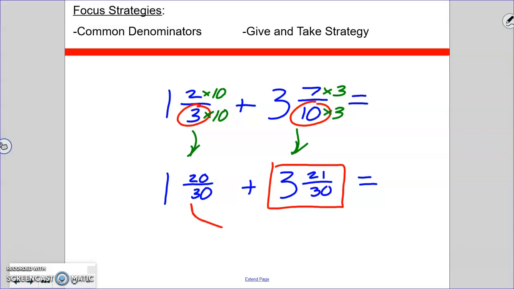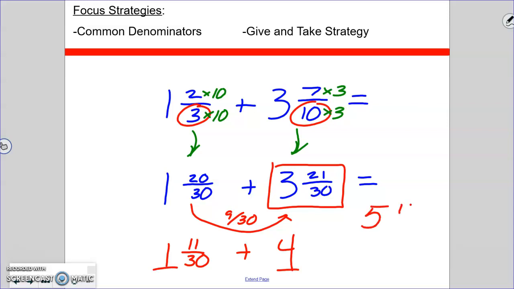So I'm going to take 9/30 from this number over here, and I'm going to give them to 3 and 21/30. So now 1 and 21/30 is going to become 1 and 11/30. But the 3 and 21/30, when it gets 9 more 30ths, is going to become 4. And so now our answer is pretty obvious, I think. We have 4 right here, and we have 1 right there. So 4 plus 1 gives us 5, and then we have 11/30 left over.